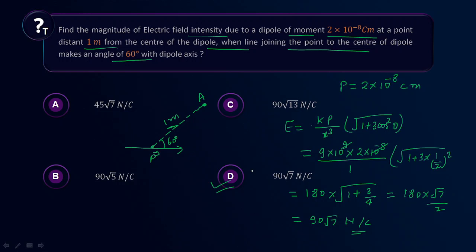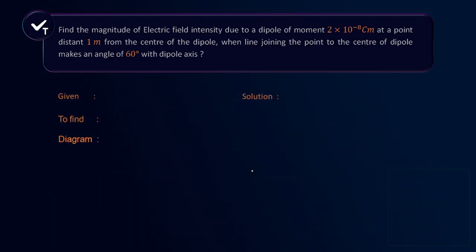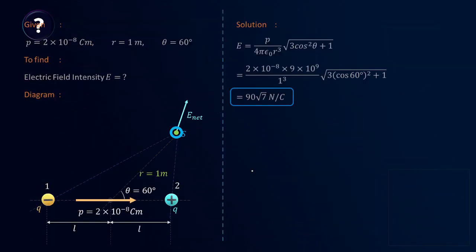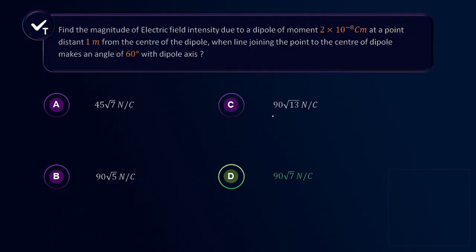Now, let us move forward. So this was electric field due to dipole. So whatever they ask about electric field due to dipole, we can find, right? Now let us move towards the next part. Here we can put the values and find it. So it is nothing but 90 root 7 Newton per coulomb. So the answer will be D.